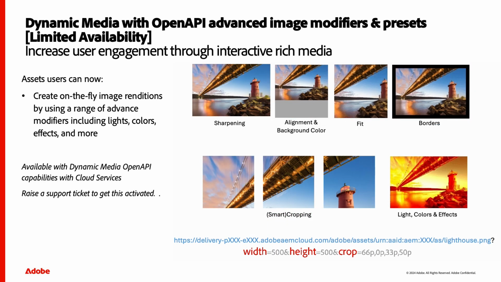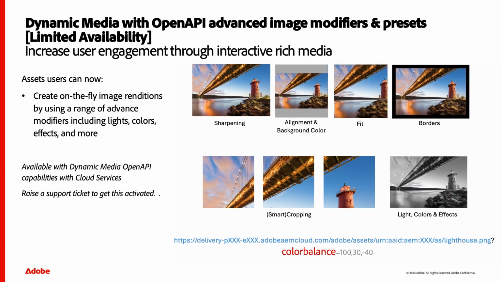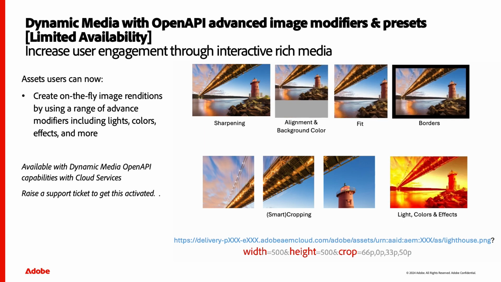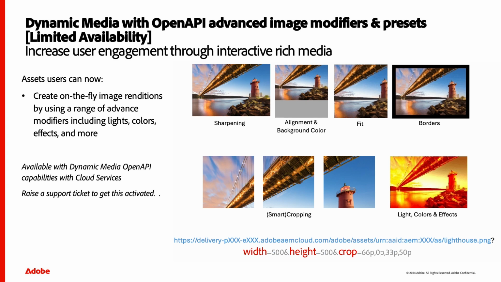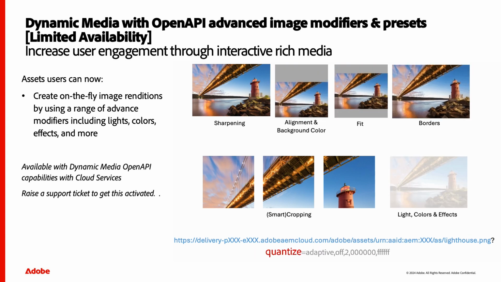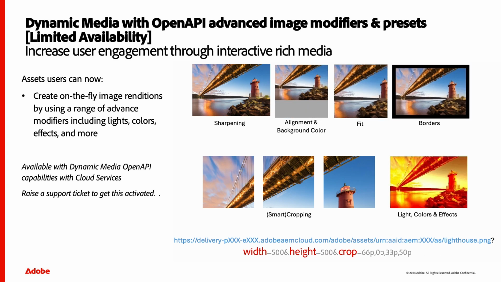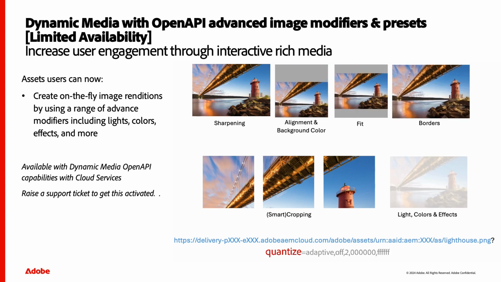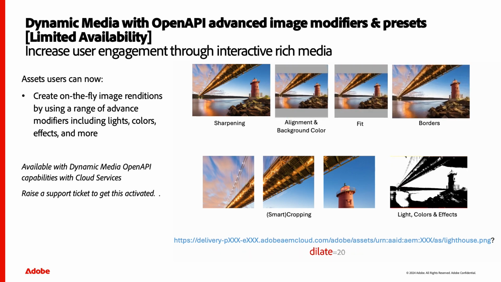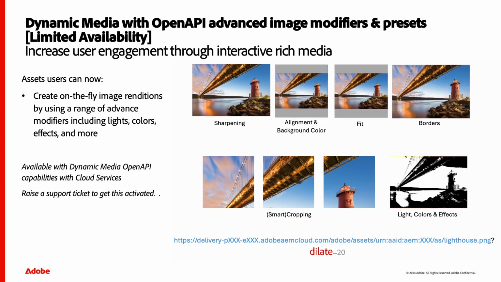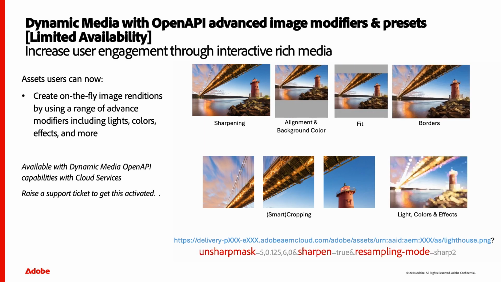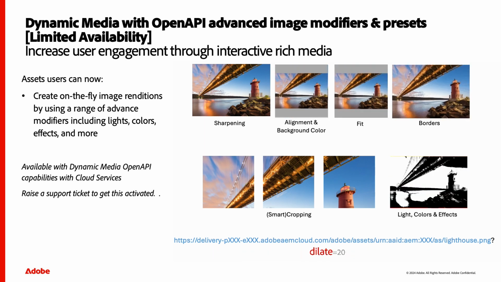Also for Dynamic Media users is the new Open API advanced image modifiers and presets, allowing you to add simple URL parameters. Here you can see some examples such as unsharp mask and resampling modes. Then you have alignment and fit. Extend is widely used by customers for borders and shading, and then there's an example of scaling and cropping. The last example shows various modifiers for lighting, colors, and effects. This feature is actually in limited availability right now, but you can get access by raising a support ticket and the team will get back to you.